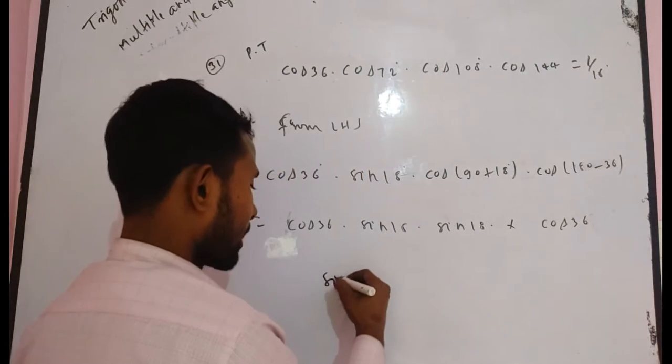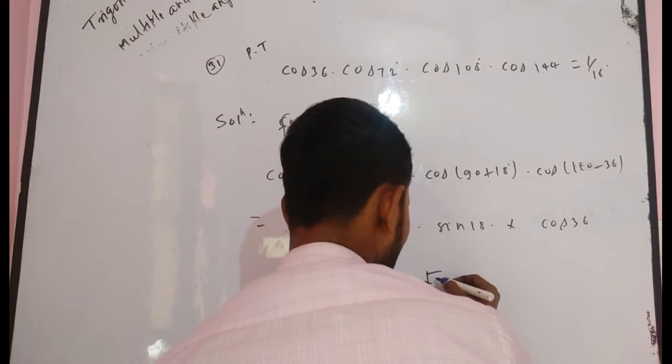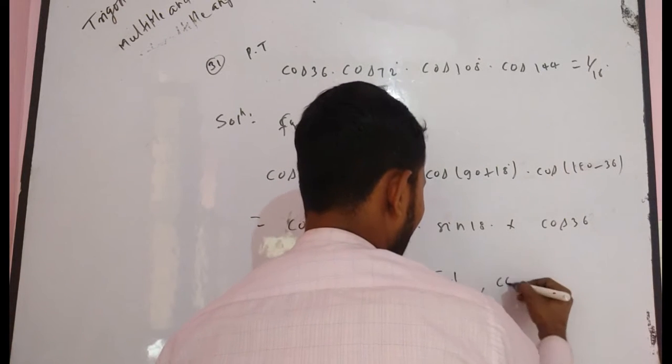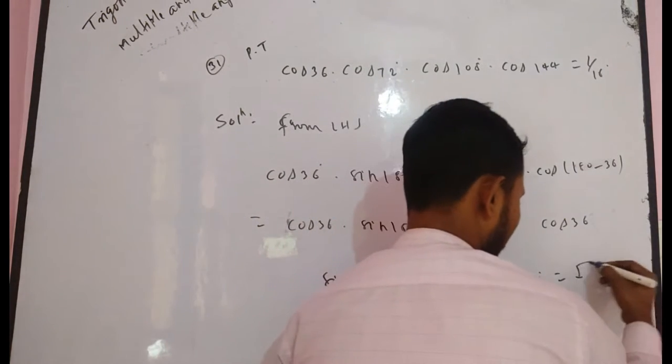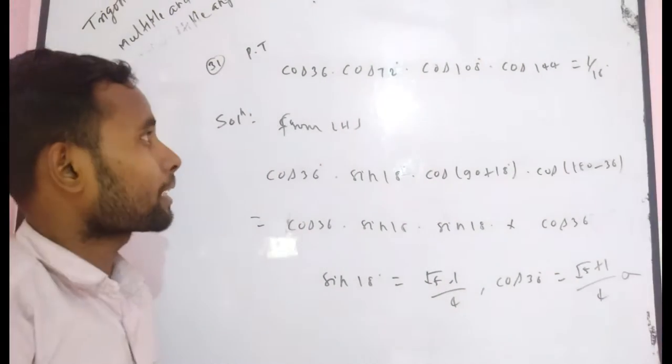I think sin 18 is equal to what? You know the value of sin 18 is equal to (root under 5 minus 1) by 4, and cos 36 is equal to (root under 5 plus 1) by 4. This is the simple way by which we can solve this problem again.